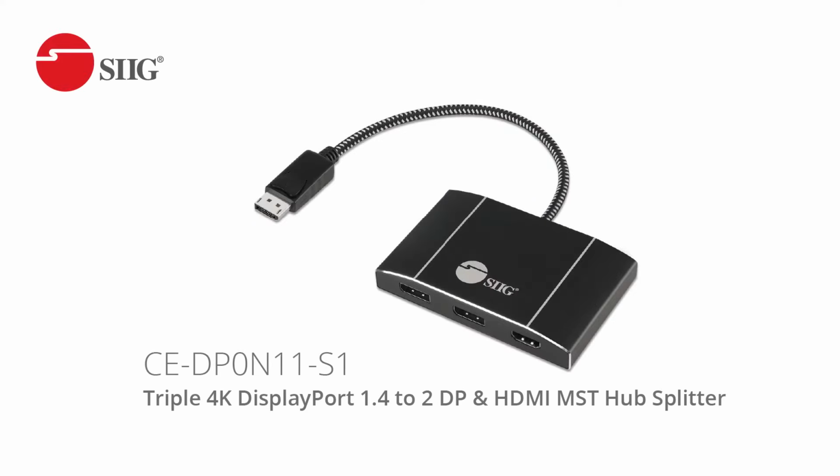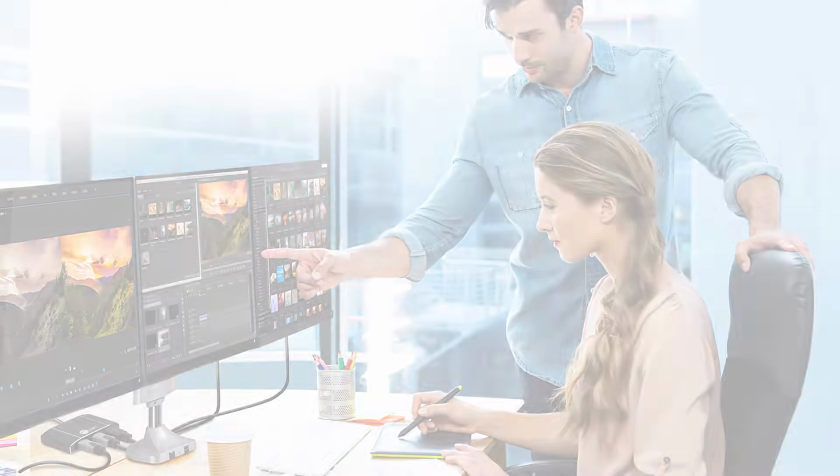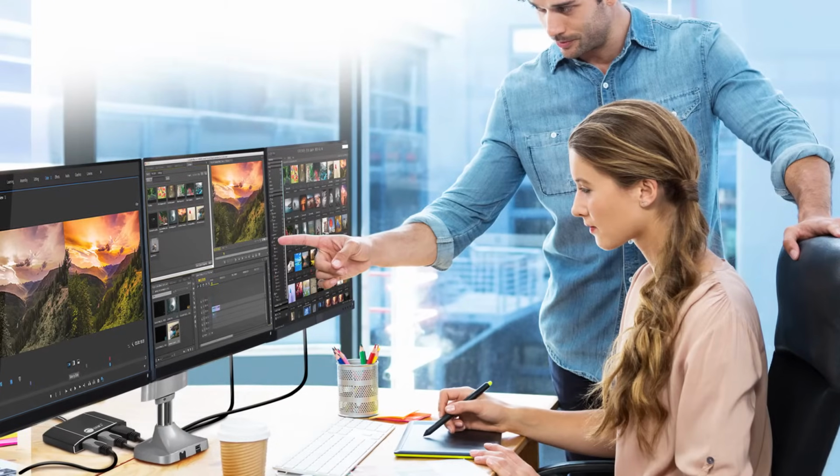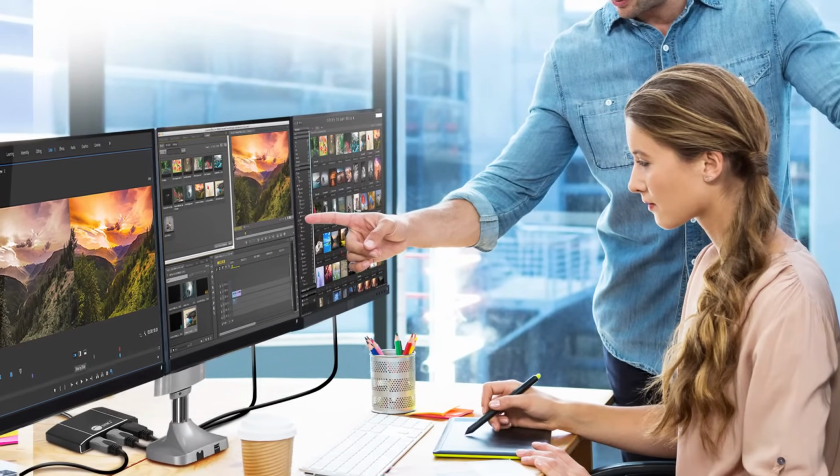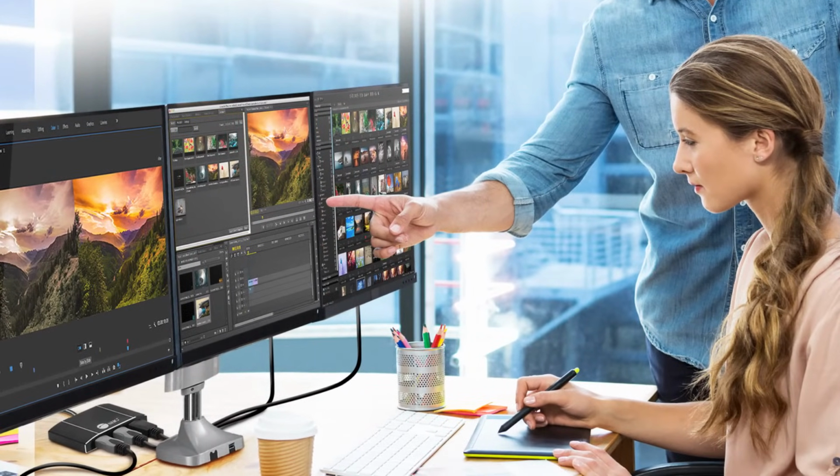Meet SIIG's triple 4K DisplayPort 1.4 to DisplayPort and HDMI MST hub. Part number CE-DP0N11-S1. This product takes one DisplayPort and adds two DisplayPort and one HDMI display.